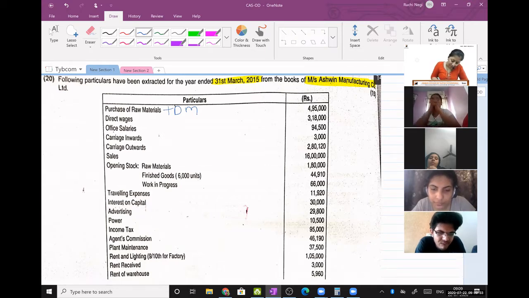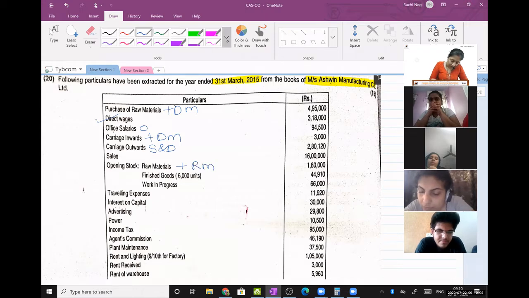Good. Then direct wages, we know it is the second item in direct cost. Office salaries will go to office. Carriage inward will be added to my raw material. Carriage outward will go to selling and distribution. Sales is the last item. Opening stock of raw material will be added to my raw material.